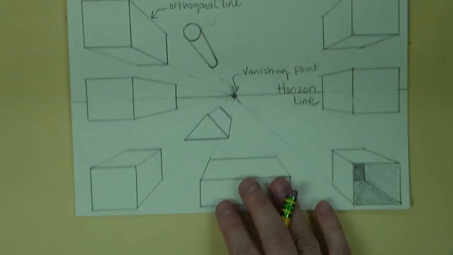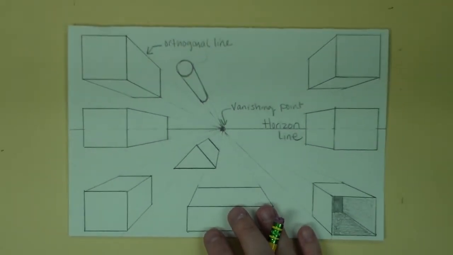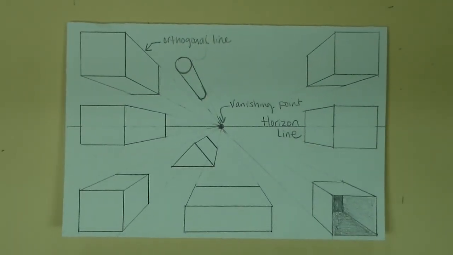So you can do this technique with just about any form that you want to create. You just have to keep in mind where your vanishing point is and the shape of that object, mimicking that shape as you recreate the side in the back.